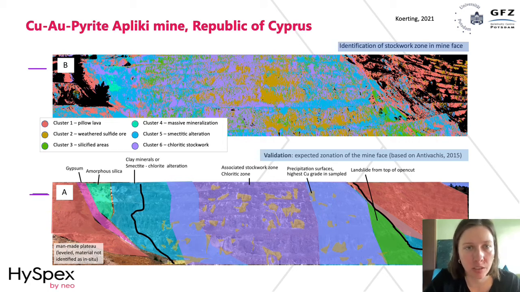mapping in 2015. And from our classification, you can see that here in the center, we have a stronger influence of our chloritic stockwork. And then towards the edges, we can see that we have more influence of the smectitic alteration here in blue. And then on the outer edges, we just see the pillow lava with some influence of different minerals, but mainly pillow lava. And this matches very well with what we expected in the mine phase based on the geological mapping.